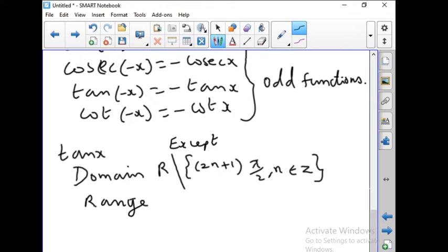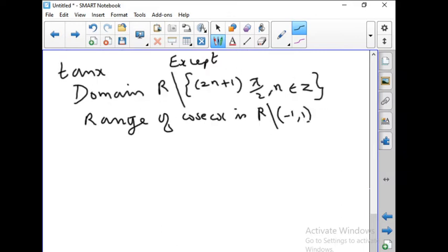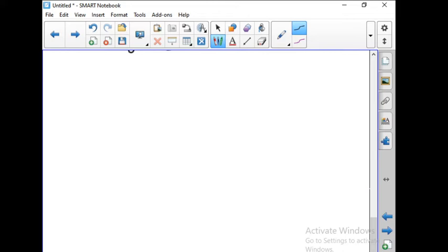What about the range of cosecant x? The range of cosecant x is R minus the open interval minus 1 comma 1. Both are open brackets, so minus 1 and plus 1 are not included. So what do you have in between? Only 0. So from R we have to remove 0. You learn that table.